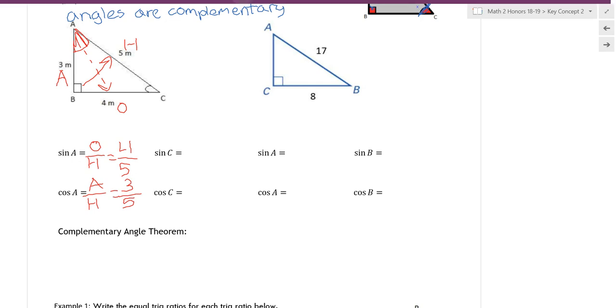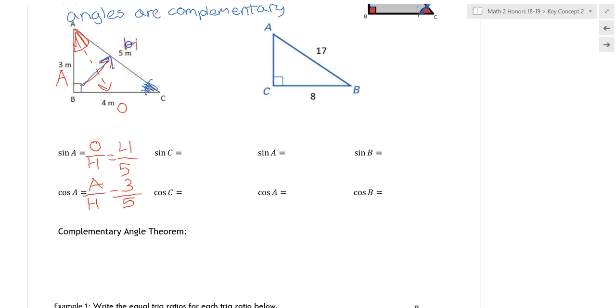Now we want to look at angle C. So we want to be careful. I am now changing my angle. If I change my angle, my hypotenuse does stay the same, but my opposite side is now over here, and my adjacent side is now over here. So again, just reiterating, when your angle changes, your sides are going to switch as well.